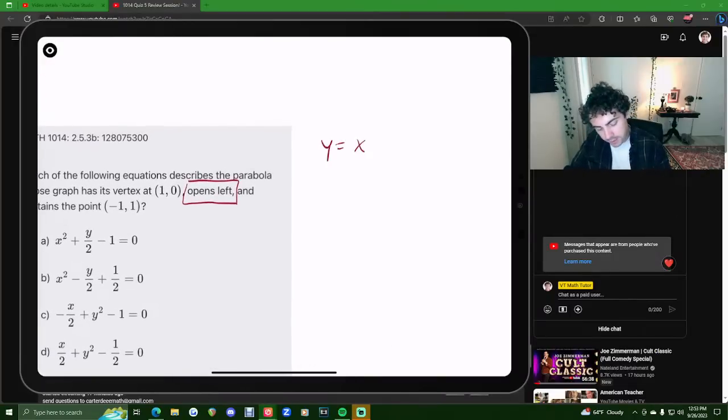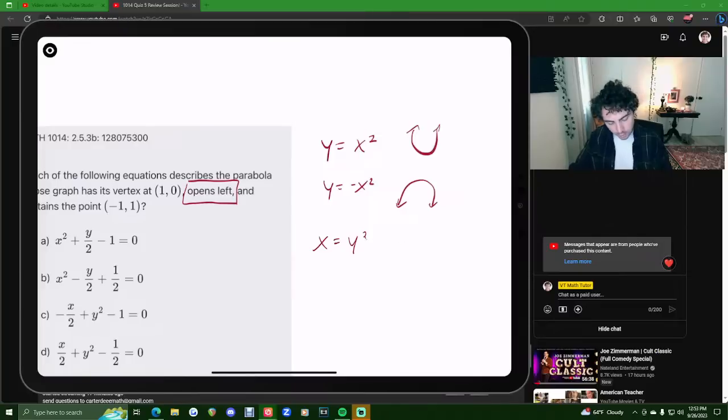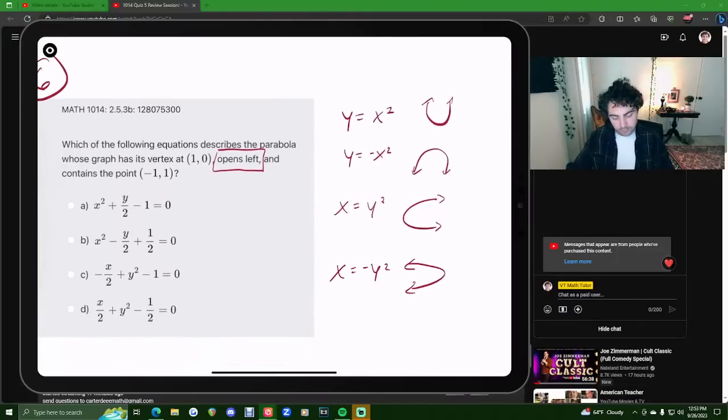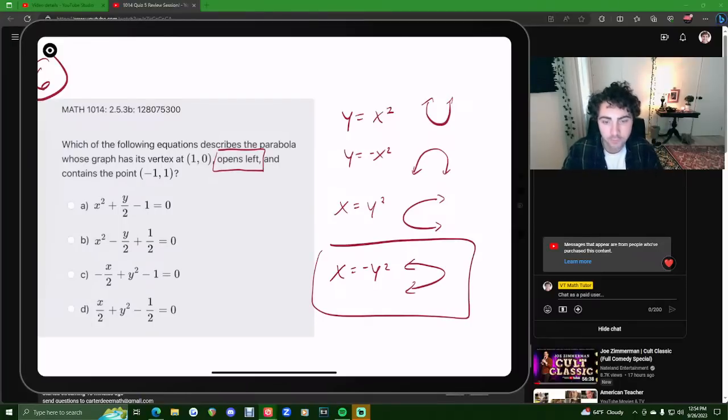We know that y equals x squared opens up. Y equals negative x squared opens down. Likewise, x equals y squared opens in the positive x direction, which means it opens right. And x equals negative y squared opens in the negative x direction, which means it opens left. We're looking for the graph, or the equation of the graph that opens left. So we're looking for an x equals a negative y squared.